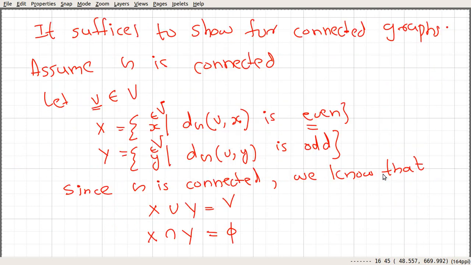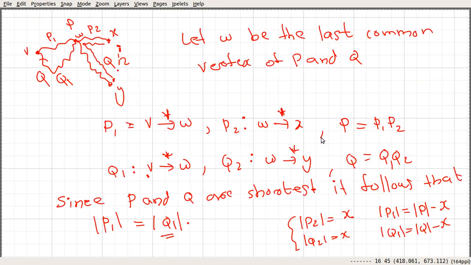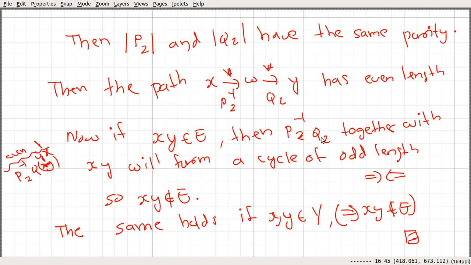So we started from this: the graph has no odd cycle, or all cycles have even length. Since we have this contradiction, xy is not an element of E, and that's the proof. And the same holds if xy belongs to Y. If you go through the previous argument, you can see that this edge is not an element of E. So that's the proof.